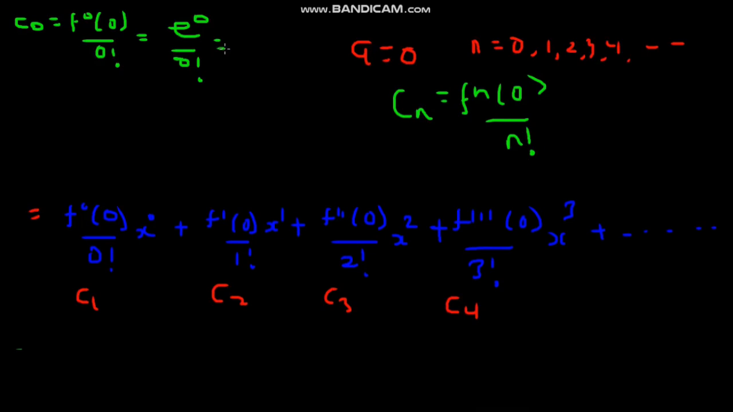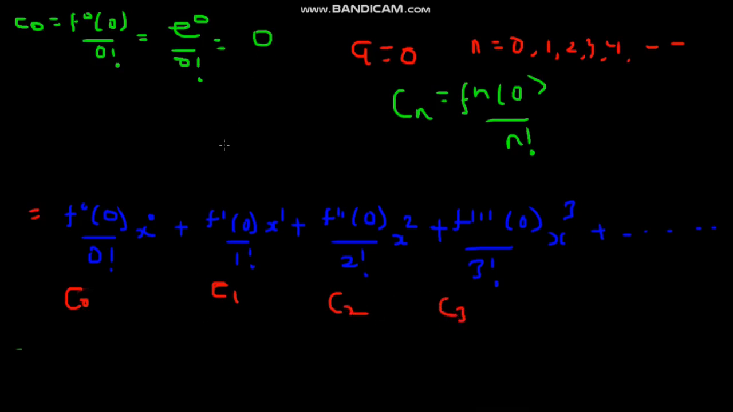The exponent of 0 will give me 1. Okay, let's make some corrections here. So this should actually be c sub 0, c sub 1, c sub 2, c sub 3.